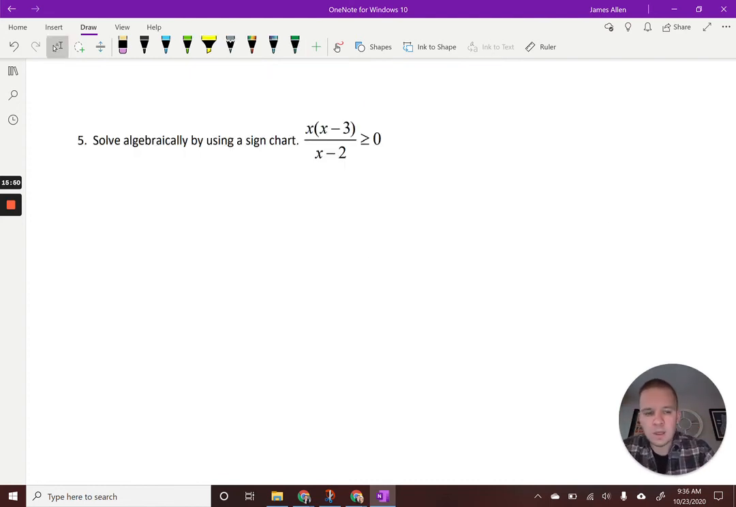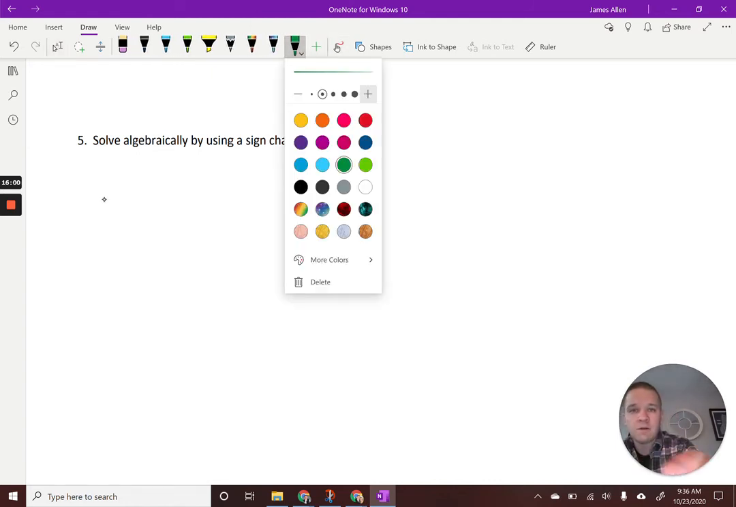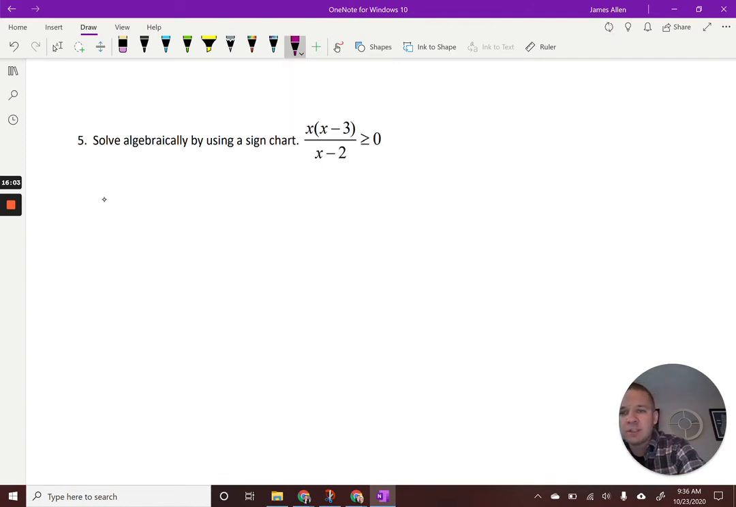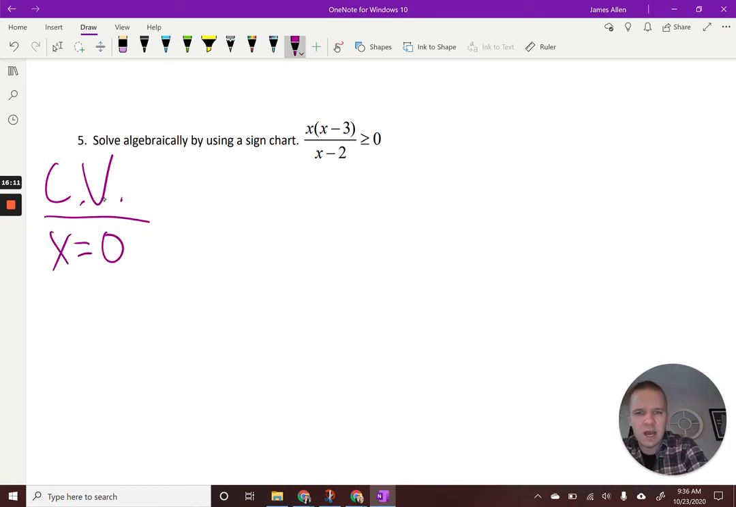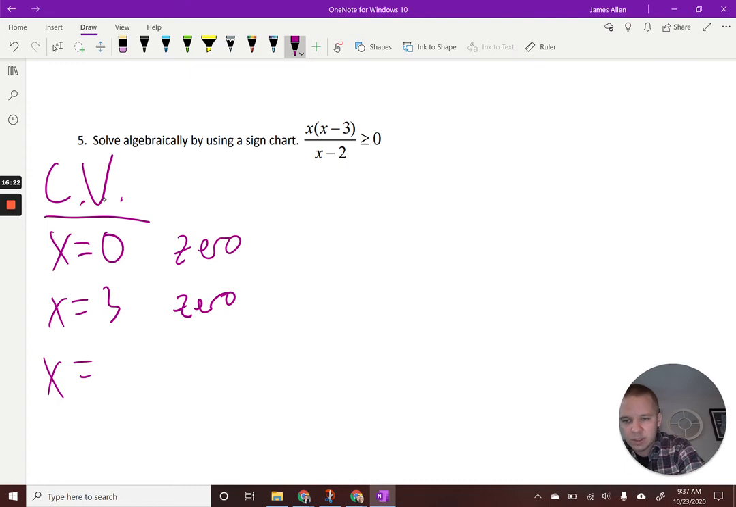Uno más. So the last one here, we're going to solve algebraically by using a sign chart. Excellent. Let's go for it. Well, first thing I like to do is pop down my critical values and label what they are. So my critical values in this one, I'm going to have x equals 0, and that's going to be a 0. I'm going to have x equals 3, that's going to be a 0. And then I have x equals 2, and that's going to be a vertical asymptote.